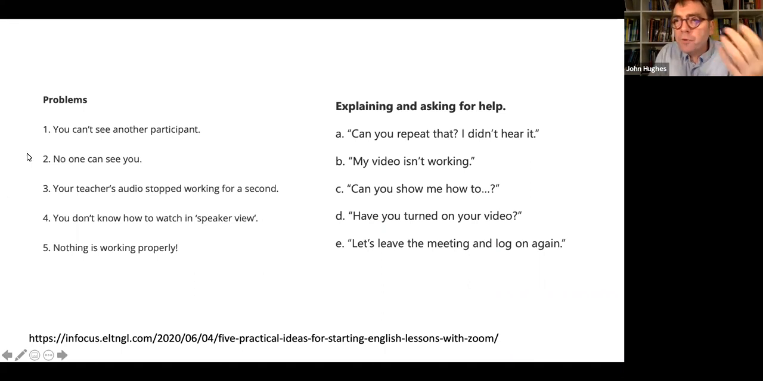You know, we all have problems with the technology. Problems come up. So I've got the problems on the left-hand side of the screen. You can't see another participant. No one can see you. The audio stopped working. Students have to match the problems to the functional expression. So I'm teaching the English they're going to need to be able to manage Zoom. You might use a different platform, so you might need to adapt this exercise slightly, but this would work for Zoom, and you're teaching students really useful language.